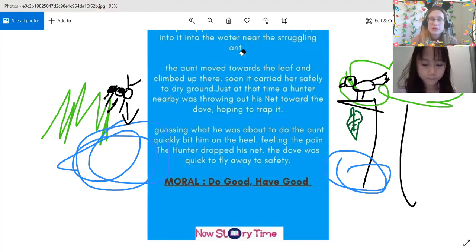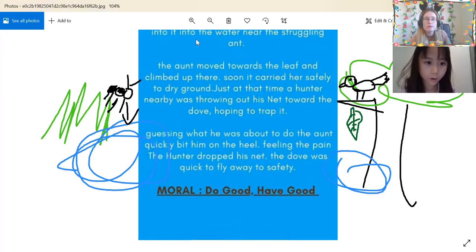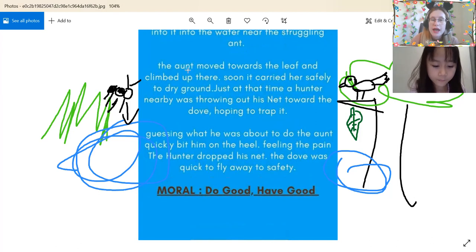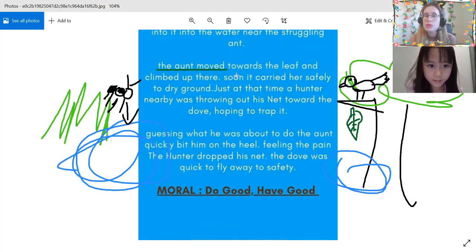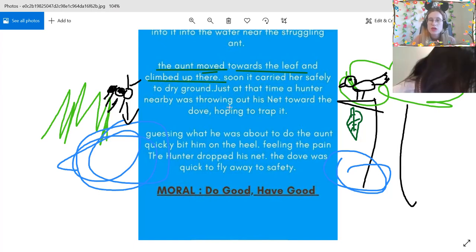Let's have a look. Okay, let's read the last bit together. We can do it, right? Let's go. The ant moved towards the leaf and climbed up there. Good job.